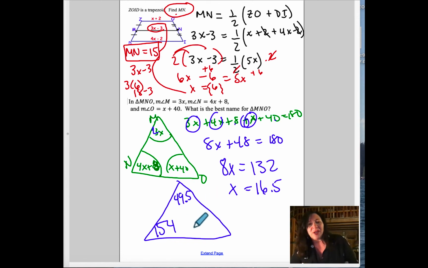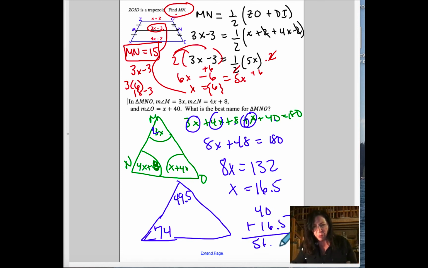What's the name of this triangle? Does it exist? Let's see. 4 times 16.5. Let me do this again. 16.5 times 4 is 66. 66 plus 8 is 74. Hello, I can add. Okay, so this is 74. And this right here is 74. And then therefore, this angle here is 40 plus 16.5, and that's 56.5.